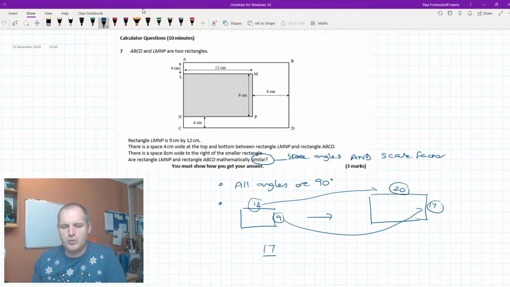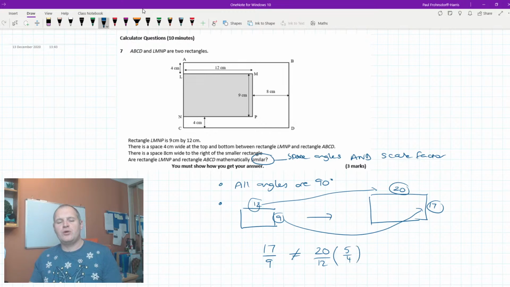But I hope you agree that 17 over 9 is not equal to 20 over 12, which does simplify to 10 over 6, or let's go even smaller, it goes to 5 over 4. 17 over 9 does not simplify to 5 over 4. So the scale factor is not the same.